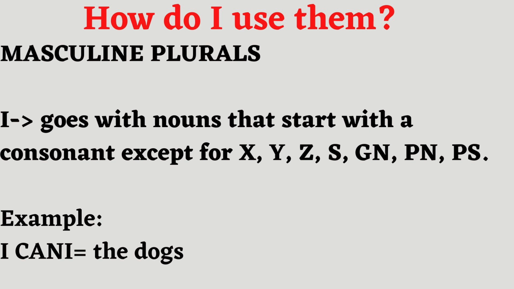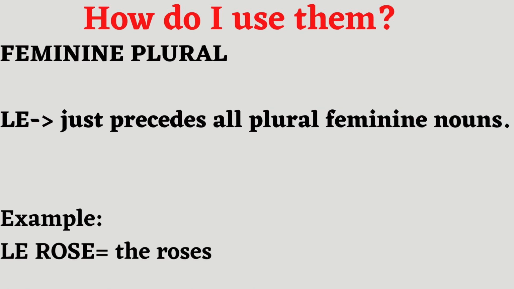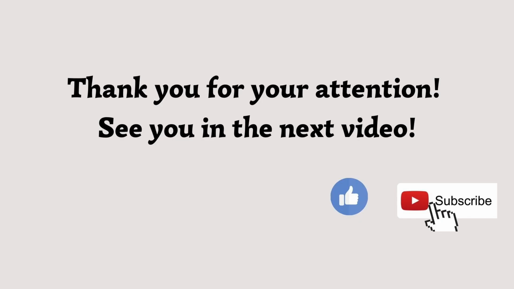I goes with nouns that start with a consonant, except for X, Y, Z, S, GN, PN, and PS, just like i cani. Gli is used with nouns that start with a vowel or with X, Y, Z, S followed by a consonant, GN, PN, and PS. For example, gli uccelli. The feminine plural article is le. For example, le rose. For today, we're done.